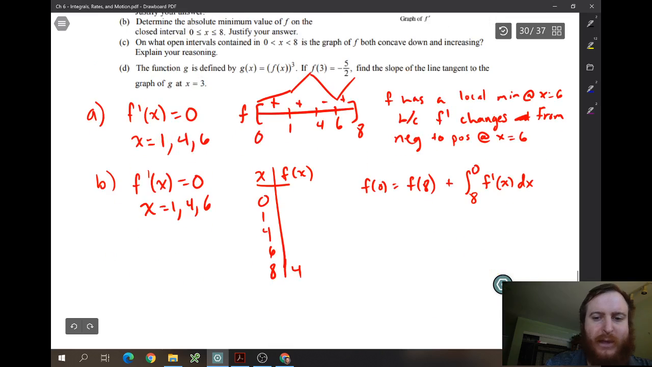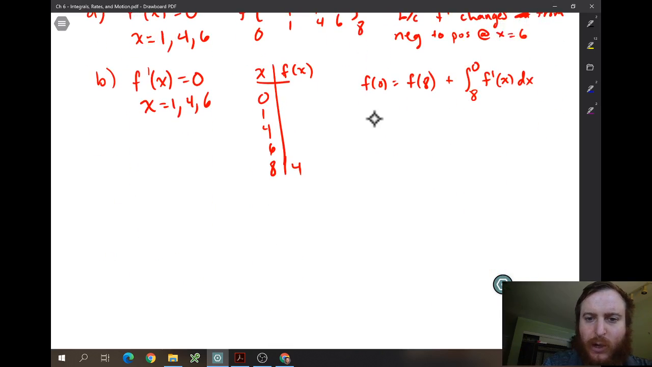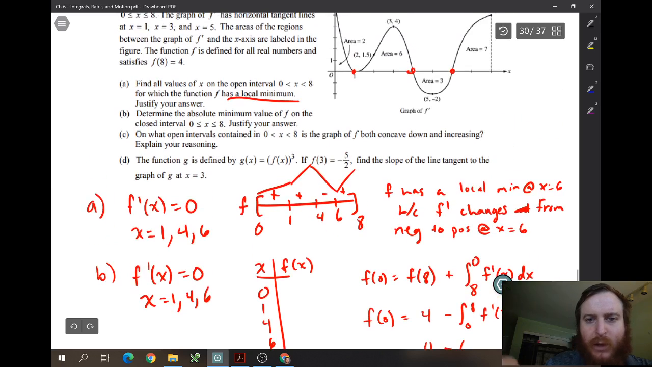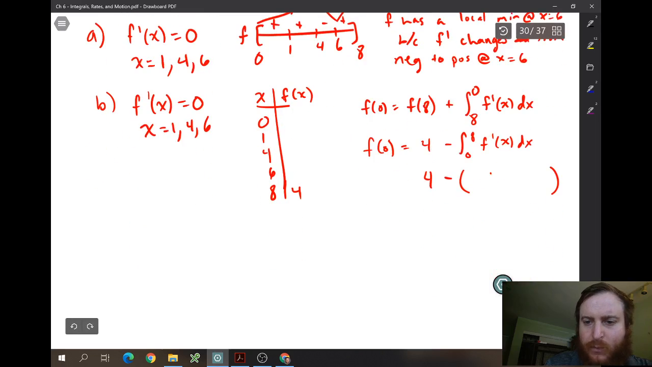Or if you don't like that as endpoints, that just freaks me out, then what you can do is use our property. f of 8 was 4, and use our property to change the plus to a negative, integral from 0 to 8 of f prime of x dx, and now you can go left to right. I kind of like doing that. So this is 4 minus, and if you do it that way, you need to put this all in parentheses. So the areas are 2 plus 6 is 8, minus 3 is 5, plus 7 is 12. So 4 minus 12 is negative 8.